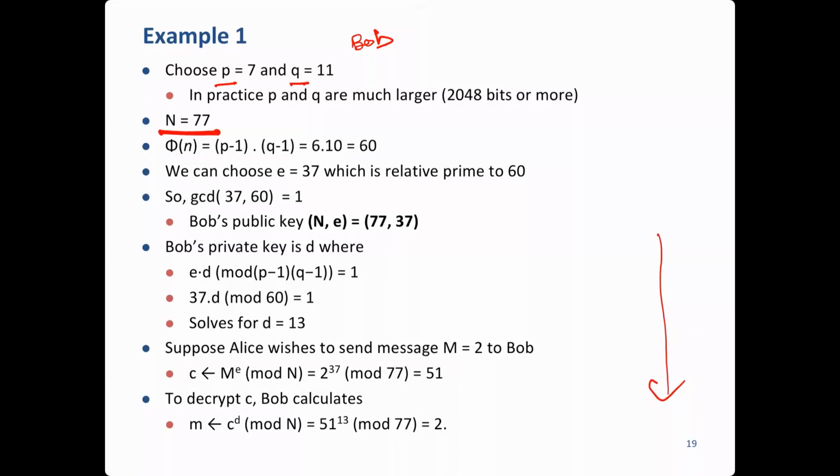All right, so from this phi(n) is calculated, which is (p minus 1)(q minus 1), so it becomes 6 times 10, which is 60. From the 60 we can choose a coprime, which is 37, so e is equal to 37. Now you can see that GCD of 37 and 60 is 1.